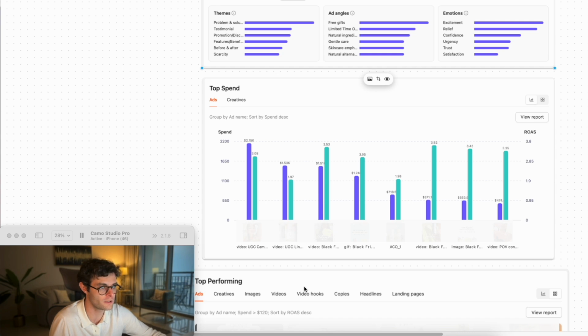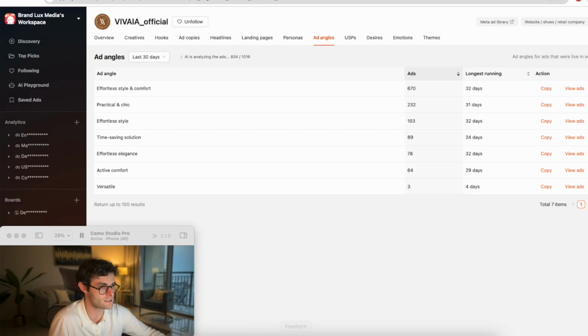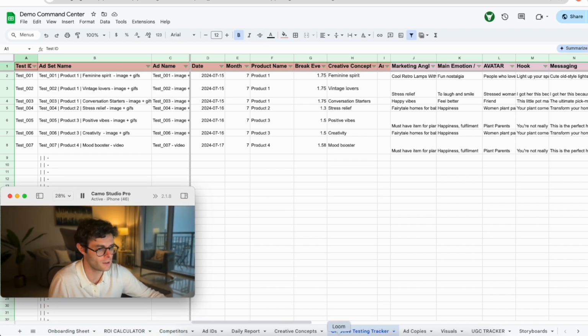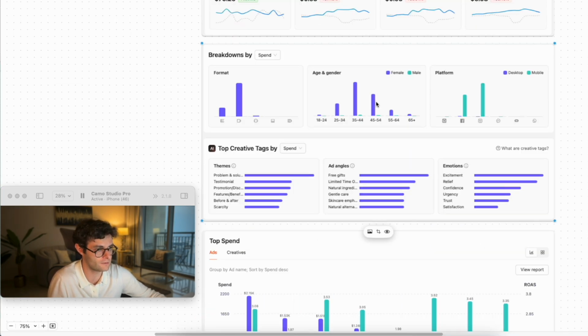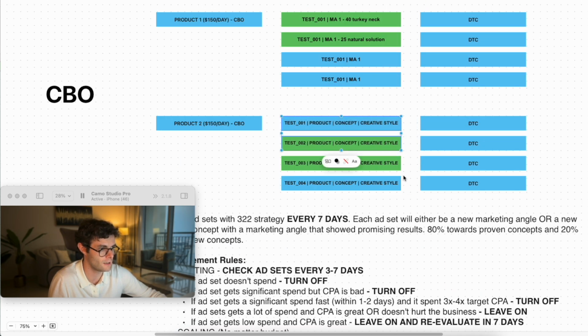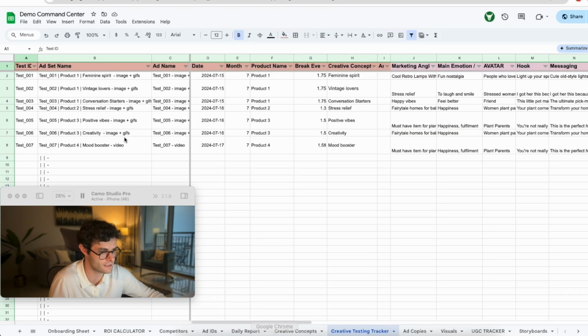Okay, so hopefully this makes sense. There also is another way that we do it, honestly, and it's a great way, and it's with the demo command center. If you want the sheet, we can give it to you. This sheet has a creative testing tracker where every single ad set that we test, all of these is a creative test on our command center over here. So this is an ad set, and we track everything.